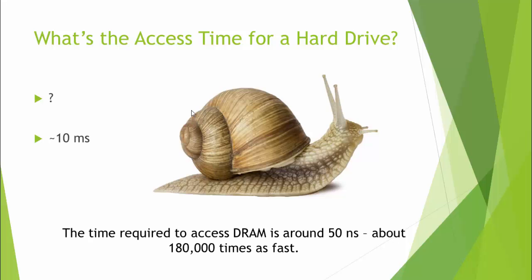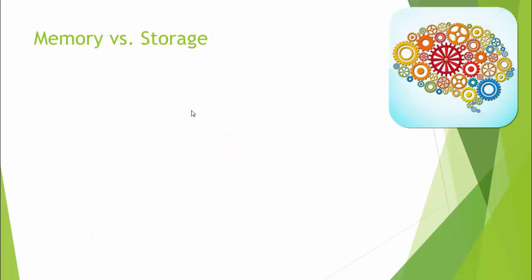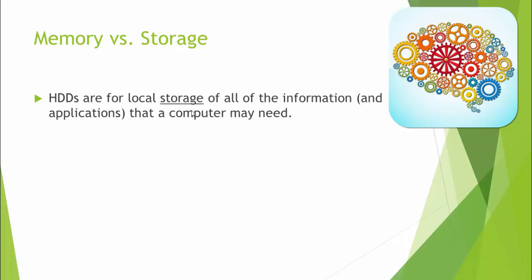Now, if we contrast that with dynamic RAM, DRAM, we can see that we can retrieve a given bit about 200,000 times as quickly. So our retrieval time is about 50 nanoseconds instead of 10 milliseconds. So that 200,000 times improvement leads us to revisit this idea of memory versus storage.